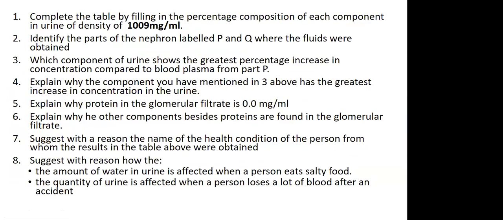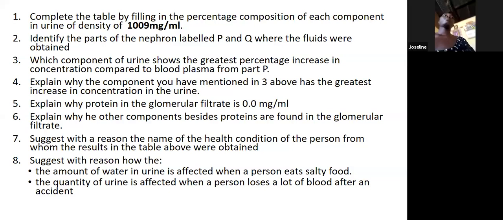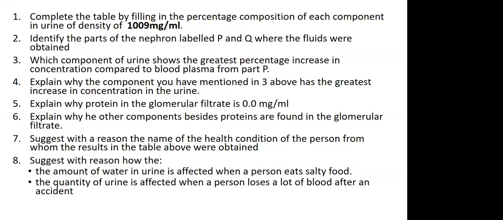So we have the first question. We are required to complete the table by filling in the percentage composition of each component in the urine, if the urine has a density of 1009 milligrams per milliliter. I think at one point we have gone to the hospital and taken a urine test. And when we do a urine test, what we call urinalysis, they check for a number of things. And one of the things is what we call the specific density.